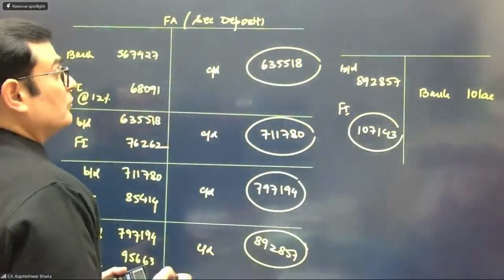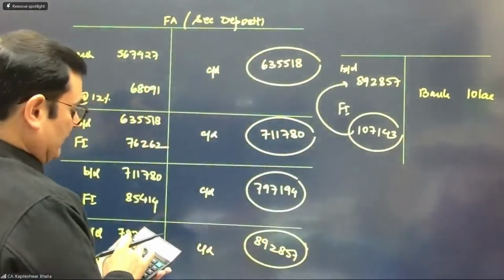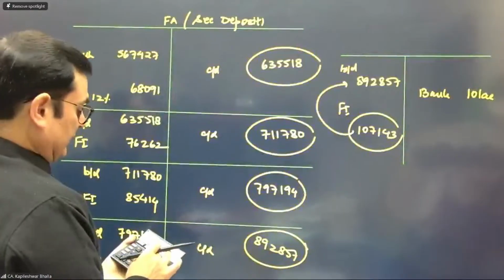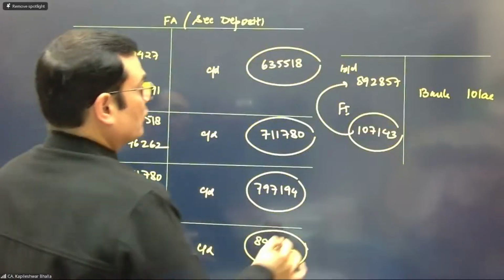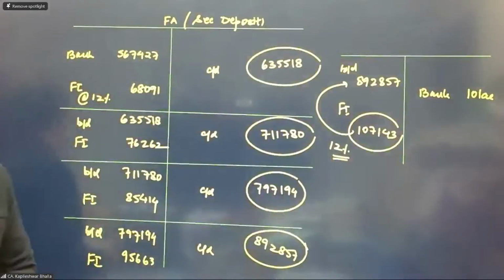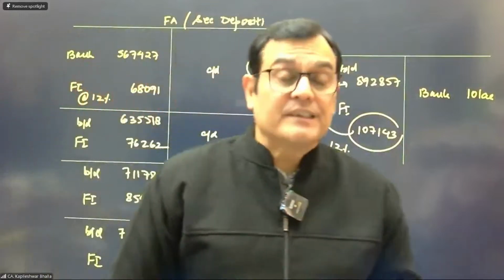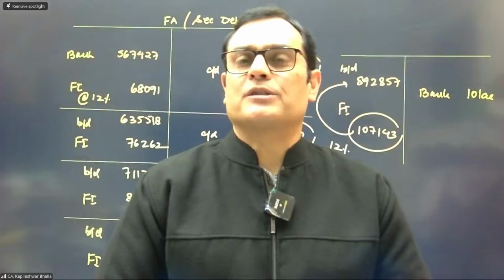Let's also make a calculation. Is this coming approximately at the rate of 12%? Just take 107,143 divided by 892,857. Approximately, it should come to 12%. Yes, wonderful indeed. So this is how the security deposit is accounted at amortized cost accounting.